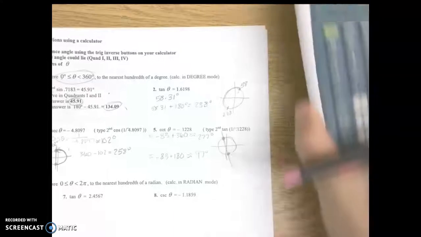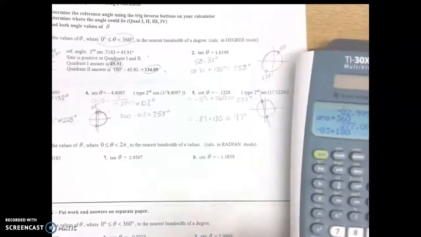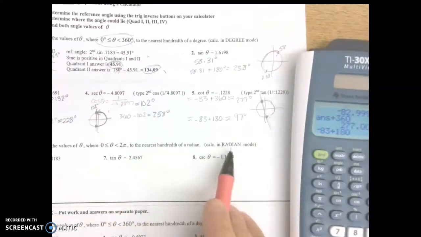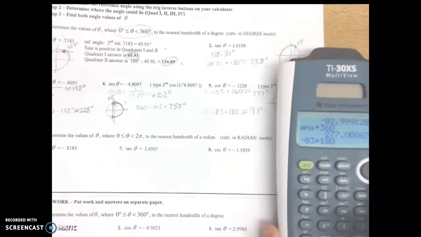Okay, so that's how we're going to use our calculator both for degrees and radians. Again, this does not mean it needs to be in terms of pi. It just means it's going to be in radians, so change your mode. All right.